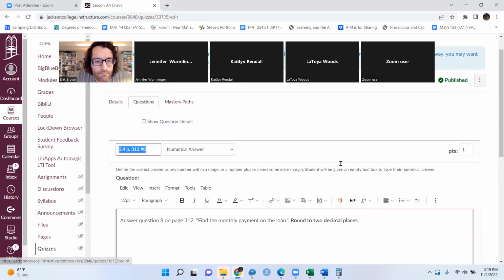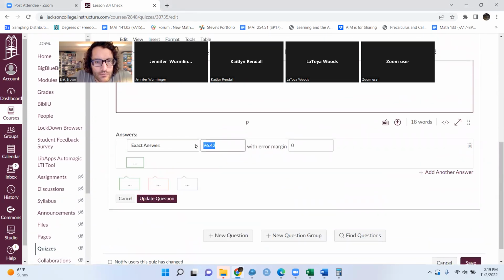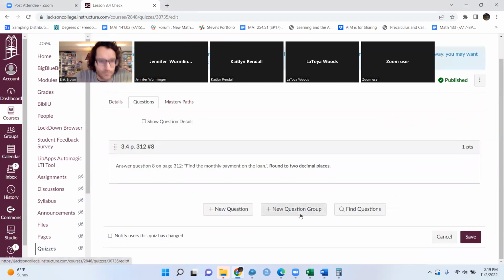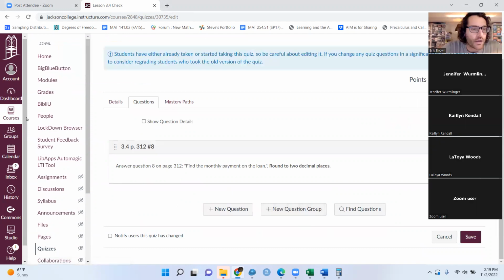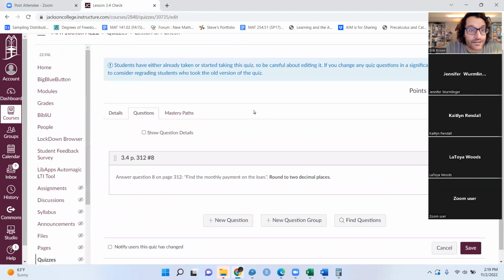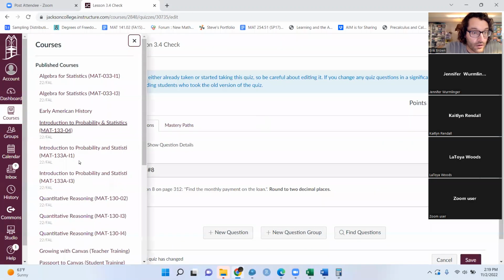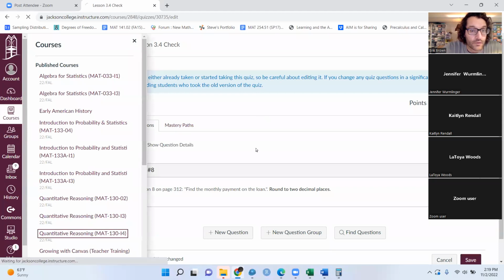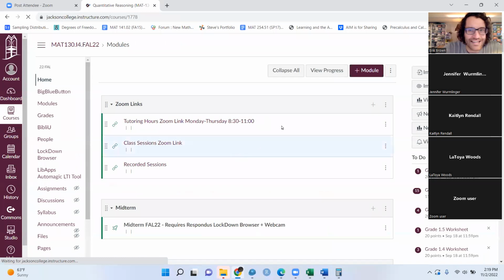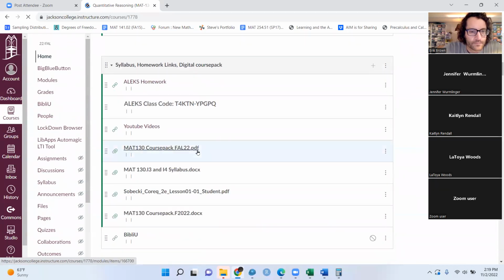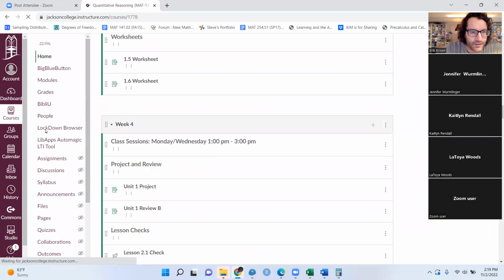Edit. Okay. You can now get that correct. Sorry to all of you that got it wrong, even though you should have gotten it right. Oh, I didn't save it. I'll go back and save it after I fix this one.